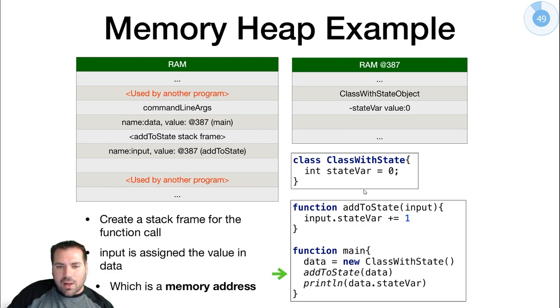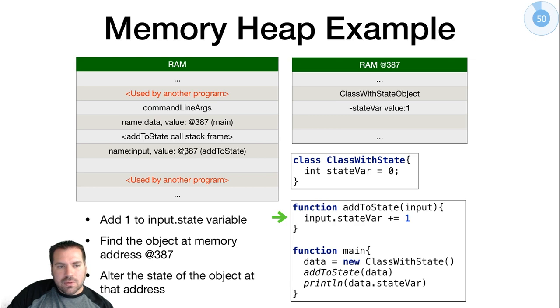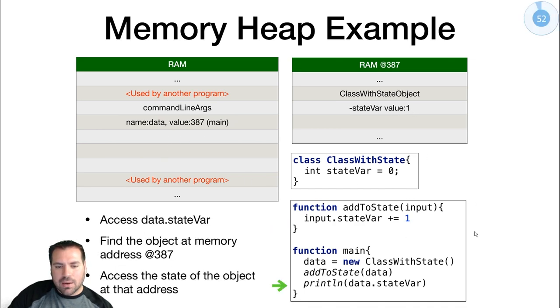When we call a method that takes an object, we're only passing that address. We're passing at 387. That's the only thing that gets passed to the function here. And then the function is going to look, okay, at 387, let me go there. And then I need to, at 387, access its state var and add 1 to it. It makes that change. It returns, the stack frame's gone. But in the main method, when it needs to print data.stateVar, even though these are different variables, they refer to the same object.